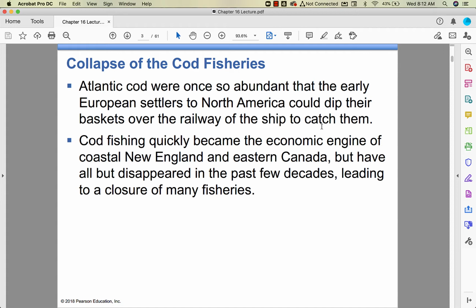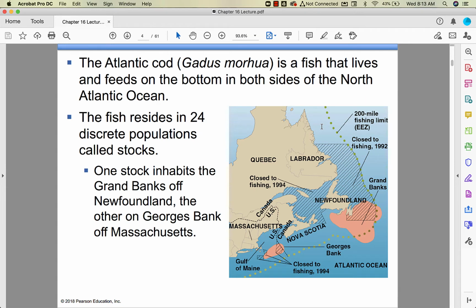And the case study for this chapter that we're not going to do deals with Atlantic cod. Cod fishing became a huge component of economics in New England and Eastern Canada. But in the last 20 years, it's been overfished so badly that it's collapsed. And we're going to take a look at that in a little bit of detail. So it's a bottom-dwelling fish.